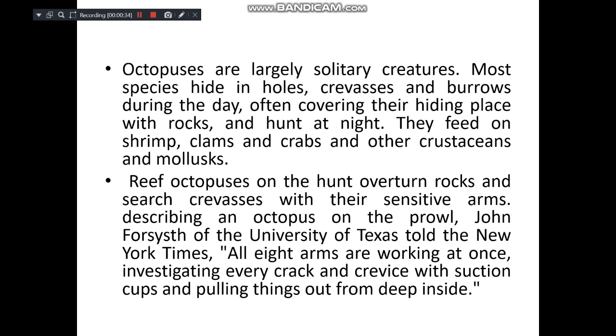These octopus are generally solitary creatures, not in groups, single. Most of the species hide in holes, cracks, crevices, burrows during the day. Most of their hiding places are with rocks, and usually the octopus comes out for hunting at the night. They feed on shrimp, clams, crabs, even other crustaceans and molluscs are also become their food.